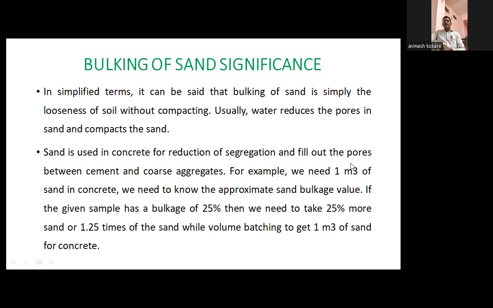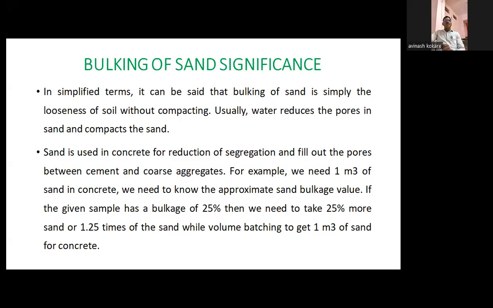For example, if we need 1 meter cube of sand in the concrete, then we need to know the approximate sand bulkage value. As I told you, in 1 meter cube, if we require 400 kg sand, we should know how much percentage of moisture is present in that particular sand. Why? Because if we add water into that sand or concrete, the volume will increase. So we should know the bulkage value.